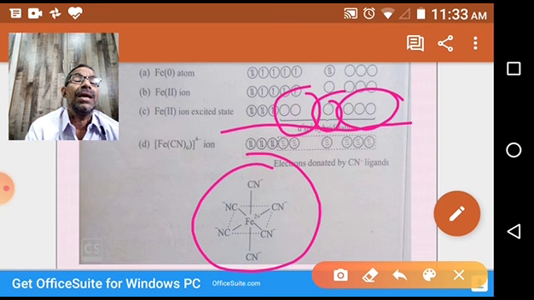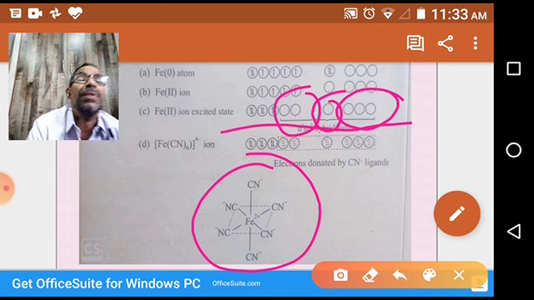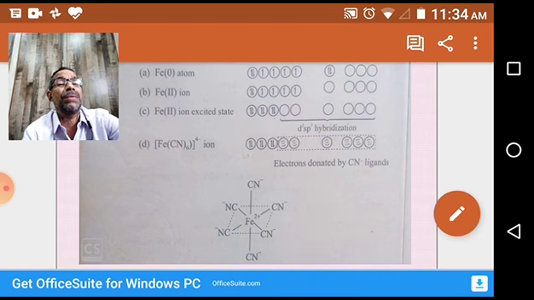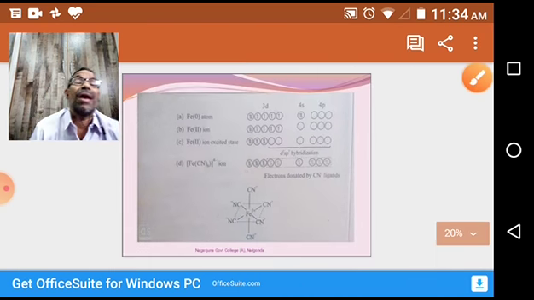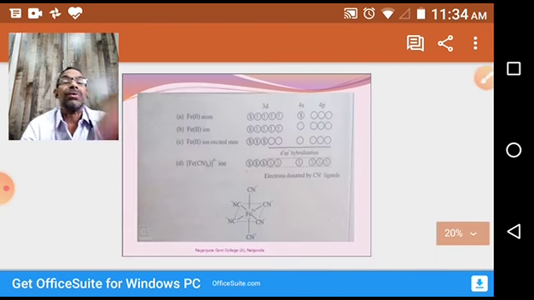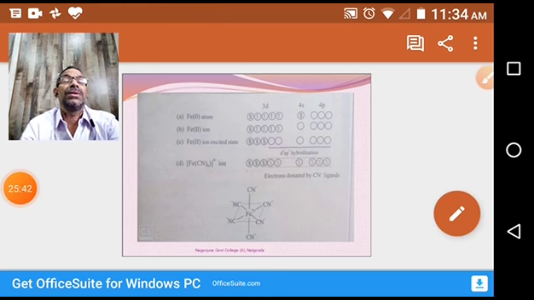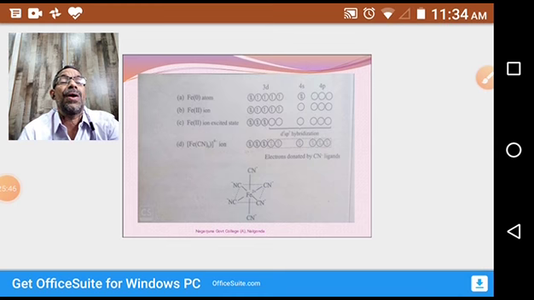So once again, the hexacyanidoferrate(II) complex. Iron is the central atom, central ion. It is exhibiting d2sp3 hybridization. It is an inner orbital complex. It is exhibiting octahedral shape. It is diamagnetic in nature. So all these things we are explaining by using what? Valence bond theory. Okay, so this is one example. We will shift to another example.